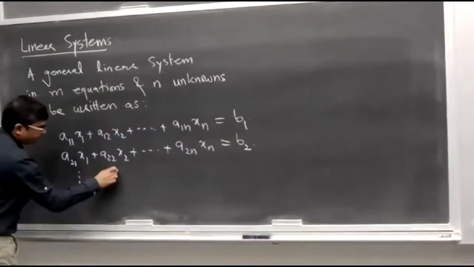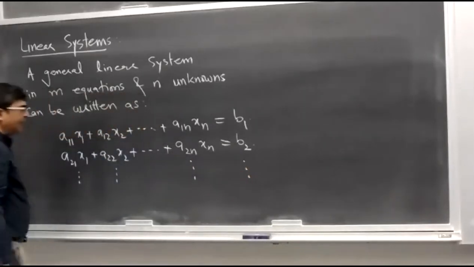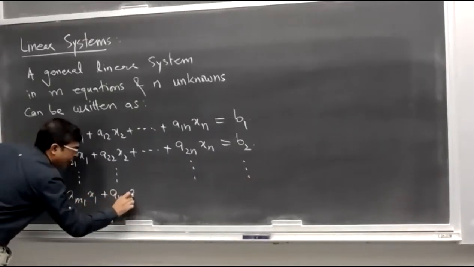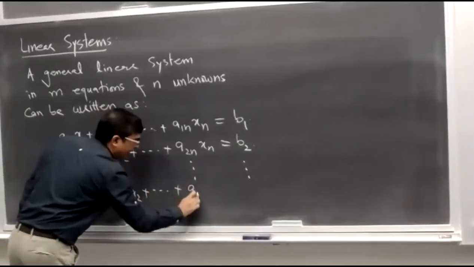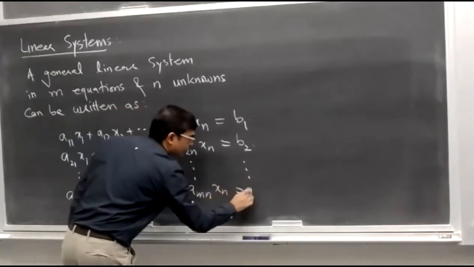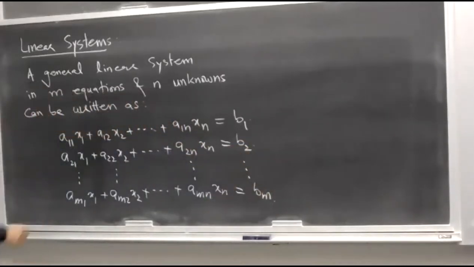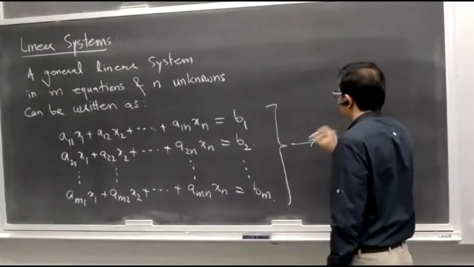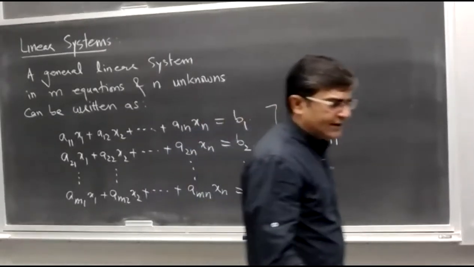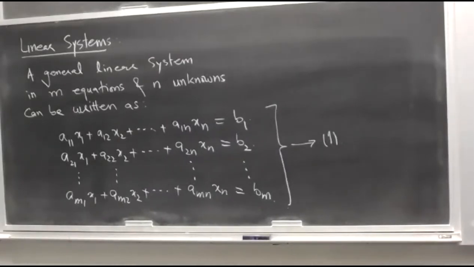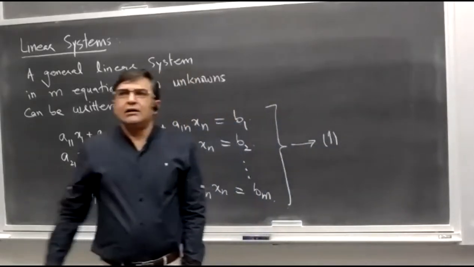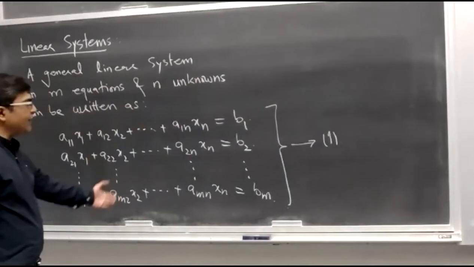Now, and so on. So it's a general form of any linear system. am1 x1 plus am2 x2 plus so on plus amn xn is equal to bm. So this is a general linear system. We call it system one. In this system, you can see that there are n unknowns and m equations. So it's a rectangular kind of linear system in which the number of equations and number of unknowns are not equal.